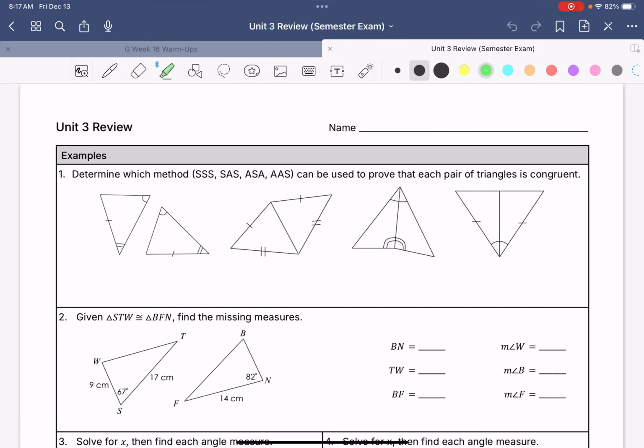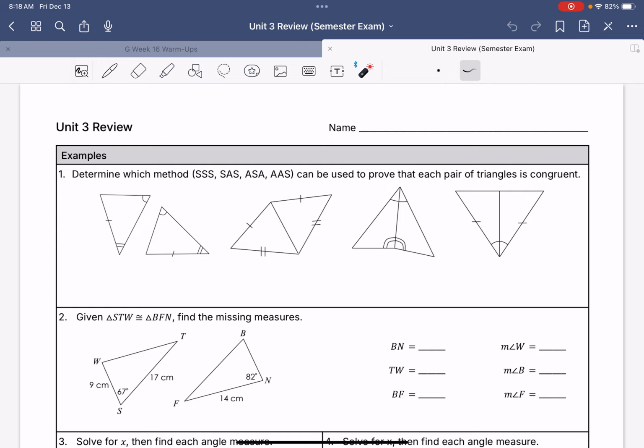Good morning, everyone. So continuing on our reviews for the semester exam, now we are on Unit 3. Unit 3 was all about congruent triangles. So the first one, example 1, determine which method, and it has to be one of these four, can be used to prove that each pair of triangles is congruent.